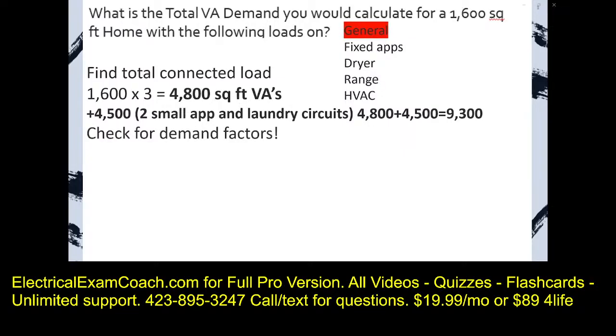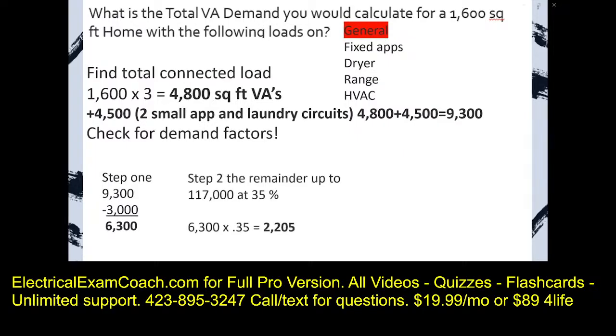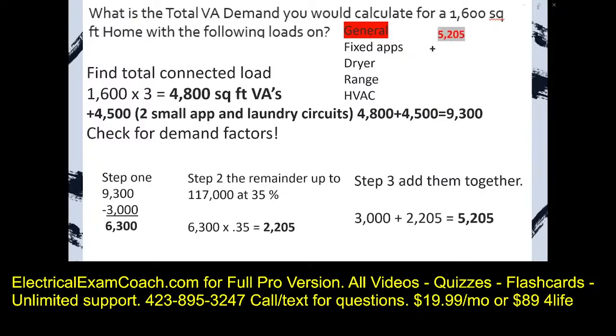Now we check for demand factors. Step 1, we're going to take the first 3,000 at 100%. We're going to take that remainder at 35%. Then we take the 2 and total them back together, and we're going to put that over here on the right-hand side. Every time I want you to write it out just like this, add in each load, total them up, and you'll be on your way to doing the whole house.